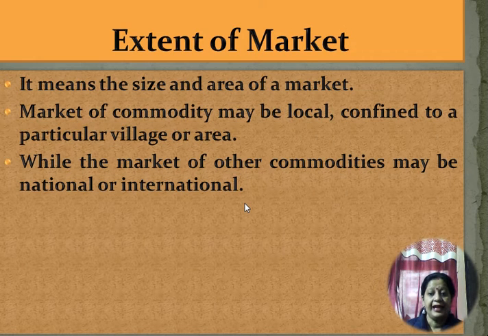Extent of market. Extent means size. Here we are talking about the size and area of a market. Market of a commodity may be local, confined to a particular village or area. It can be up to a village, or it can be within the local boundaries of a city. For example, every area has a one-day market.